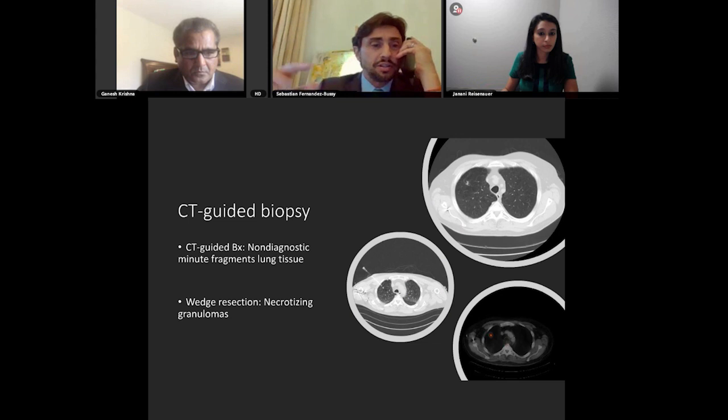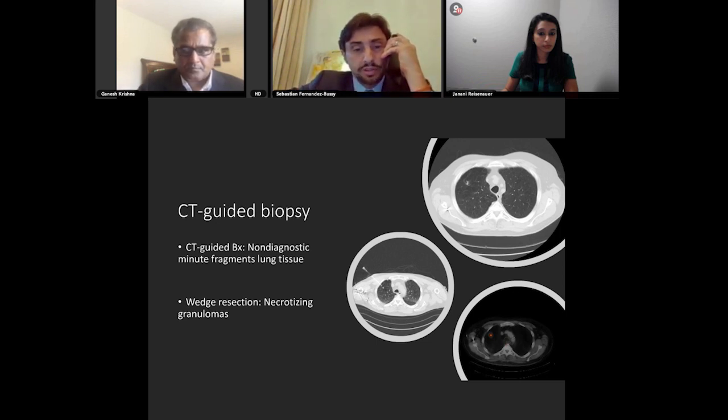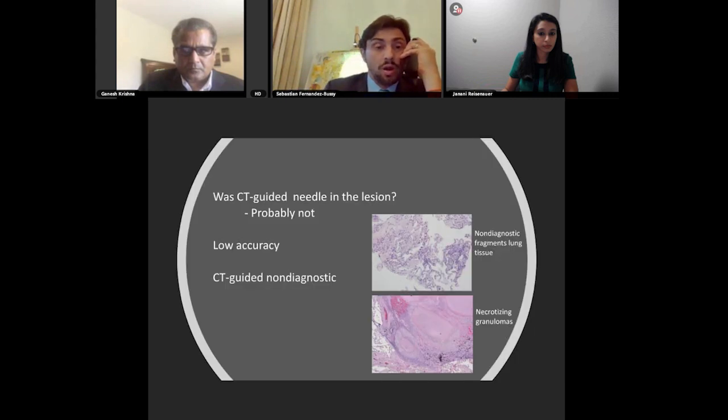Now, this patient had not a robotic biopsy, but a CT-guided biopsy of that right upper lobe lesion, and the pathology was non-diagnostic. They just saw fragments of lung tissue. So the patient went to wedge resection and had necrotizing granulomas. So was the CT-guided needle in the lesion? Probably not. So that procedure had a low accuracy. The CT-guided needle was non-diagnostic.